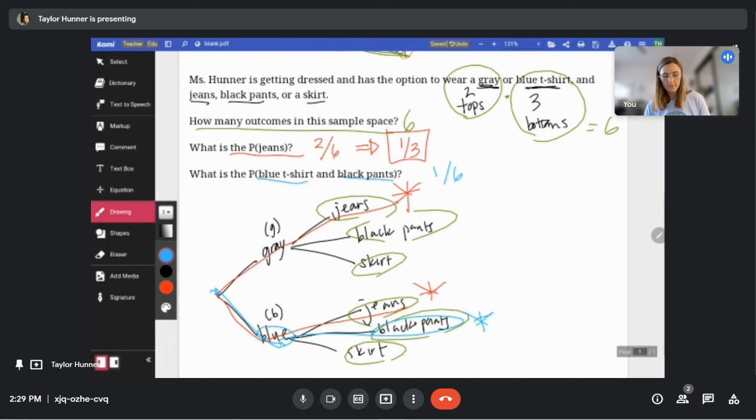So that's an overview of probability using tree diagrams. Remember, you can always go back and try these on your own, or go back and do the lesson problems or homework problems again if you need more practice.